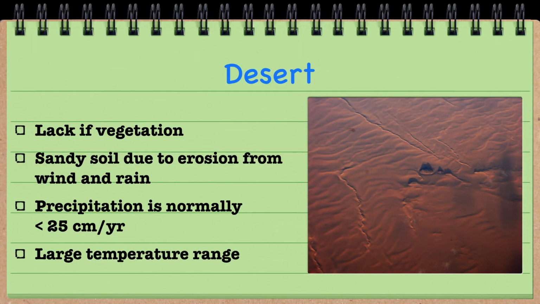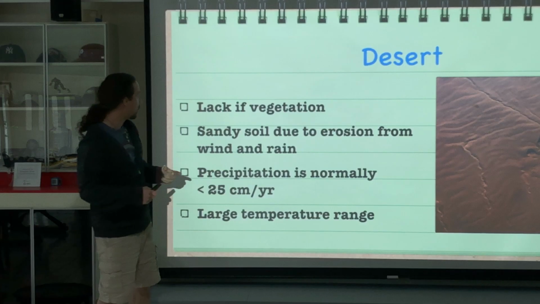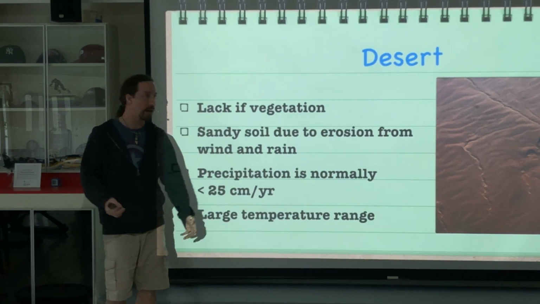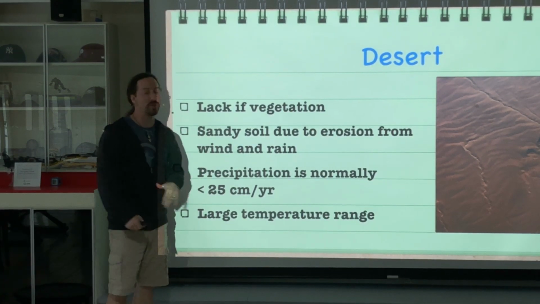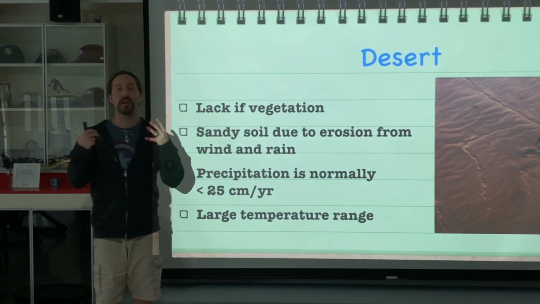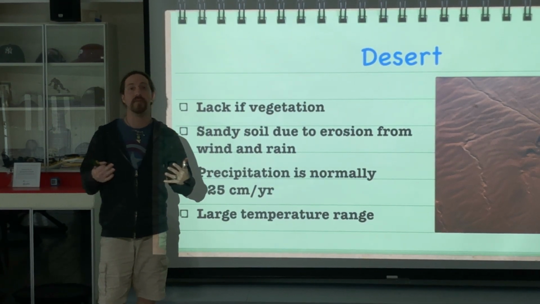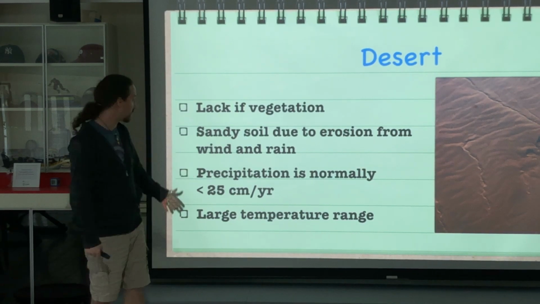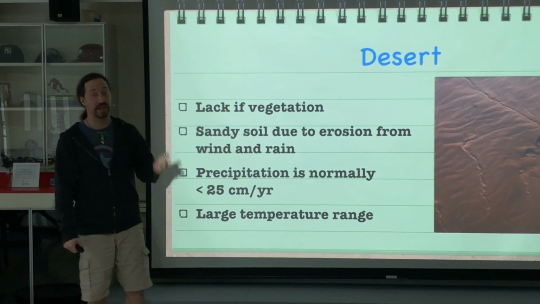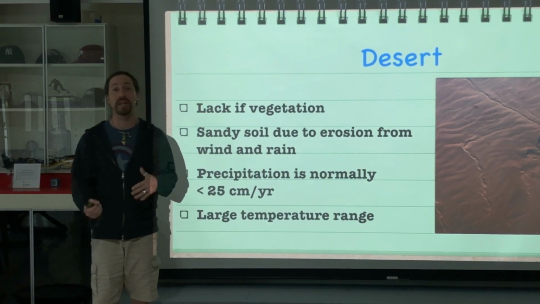Moving on, we get to the desert. Another very famous biome. This one, again, lacks in vegetation. The soil typically is not the best soil for a plant to grow in because it's very sandy due to erosion from wind and rain. So the plants are going to have a lot of specializations. The other reason that the plants would have to be highly specialized is because, as you should probably be well aware, precipitation is extremely low, less than 25 centimeters a year.